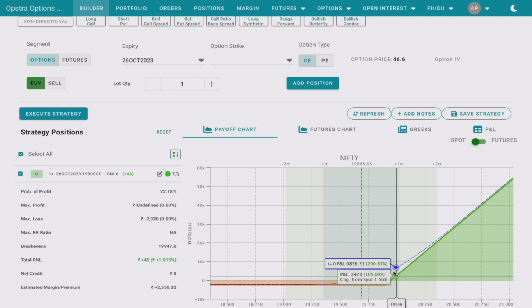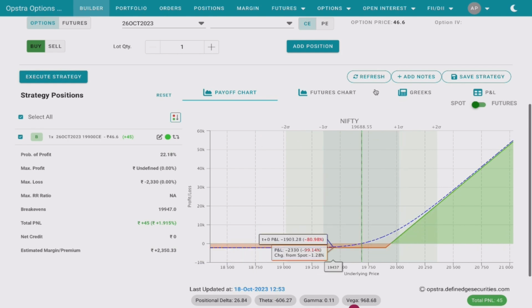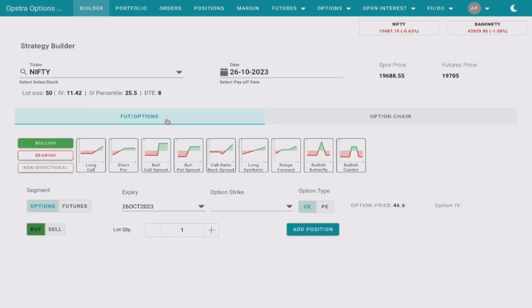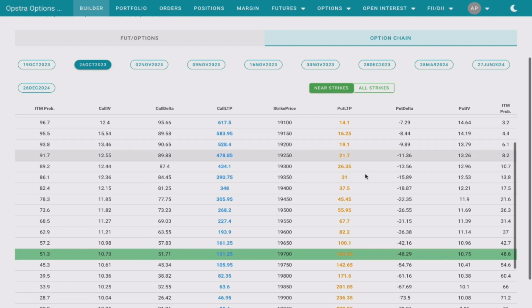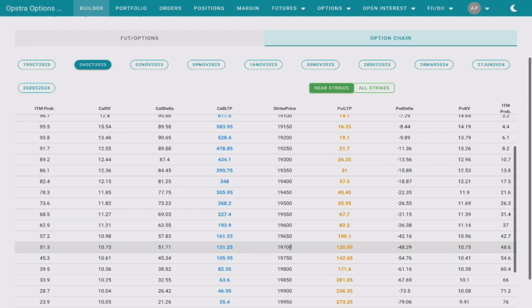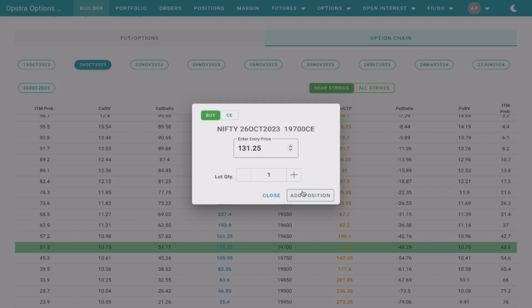Okay. Now, on the other hand, if I was to look at, as we said, an out of the money strategy, and now look at an at the money strategy, let's look at the same strike price, the same expiry, but right now we're going to buy it at the money, which is 19,700. So I'm going to spend 131.25 rupees and buy this call option for 19,700, 26th October 2023 expiry.